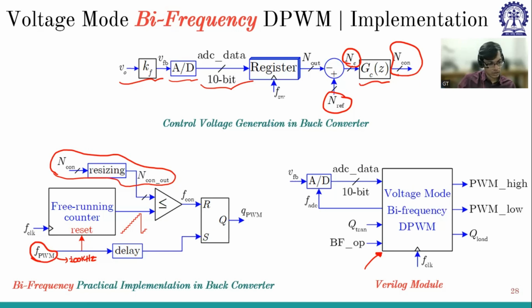This part FPWM, if it is 200 kilohertz, then it is a fixed frequency. But if FPWM has two components, FSW1 and FSW2, then this bifrequency thing is coming. Okay, so you are including these two frequencies in the FPWM itself. FPWM itself, yes. Okay, sir. And why we are doing that, we'll get into that.